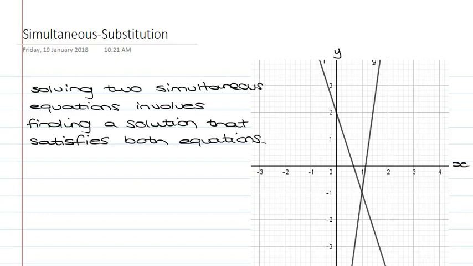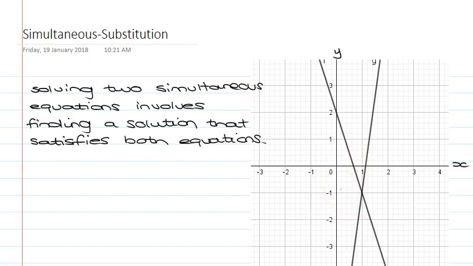In this video, we're going to look at solving simultaneous equations via substitution. Now let's talk about what we're doing. Looking over here on a graph, there are two lines, and they meet at one point. This coordinate has an x value and a y value, and we can see there that it's 1, minus 1. That means solving two simultaneous equations involves finding a solution that satisfies both of these equations.